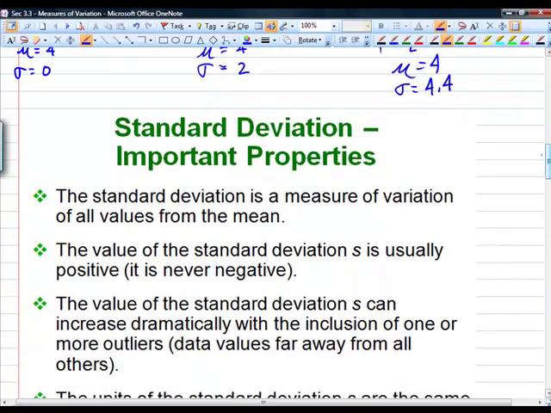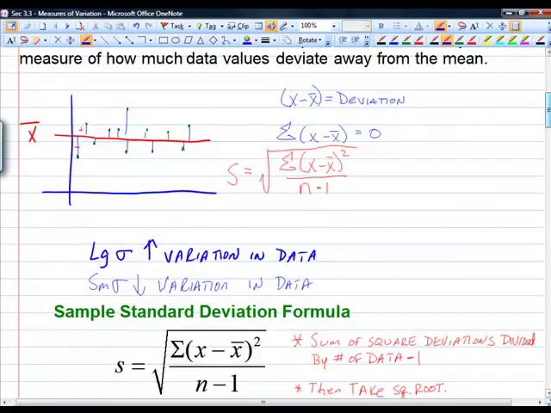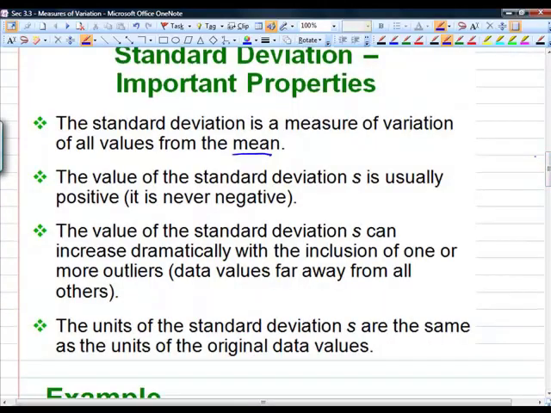Some important properties. The standard deviation is a measure of variation of all values from the mean. So we're looking at how far apart the data values are from the average. And that's what I was trying to show you with this picture here. We're looking at how spread apart things are from the mean. The value of the standard deviation is usually positive. It's never negative. It could be 0. That's why we say it's usually positive, because 0 is neither positive nor negative.